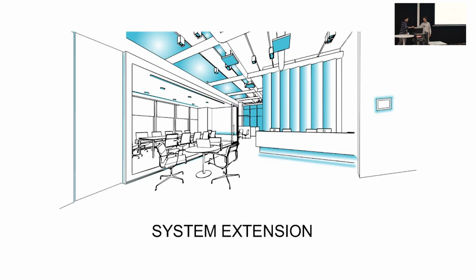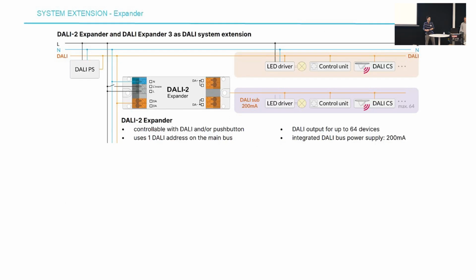So let's talk about the system extensions of DALI. DALI supports up to 64 devices, which is sometimes clearly not enough. So what can you do? You can use, for example, our DALI 2 expander. How this works is it connects to the main DALI line, and it has a separate DALI line on the output. That means you can have 64 devices on the first DALI line and also 64 devices on the second DALI line of the expander.